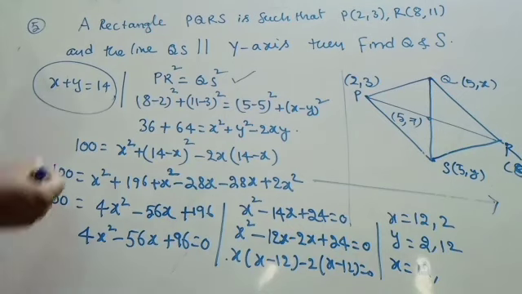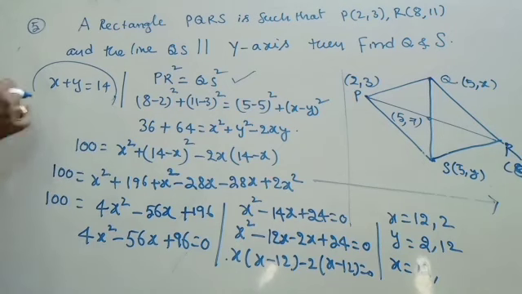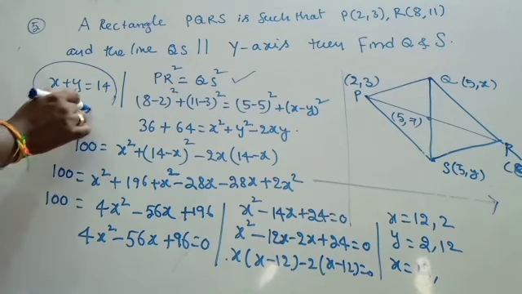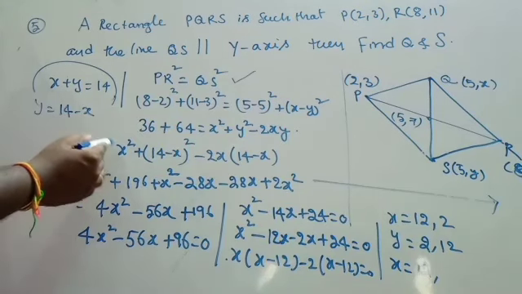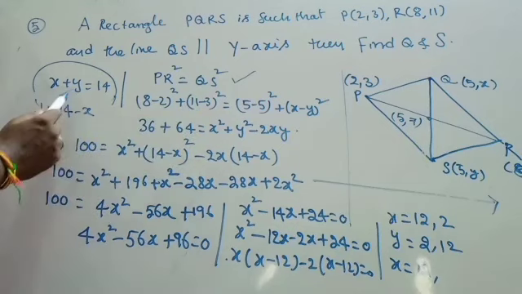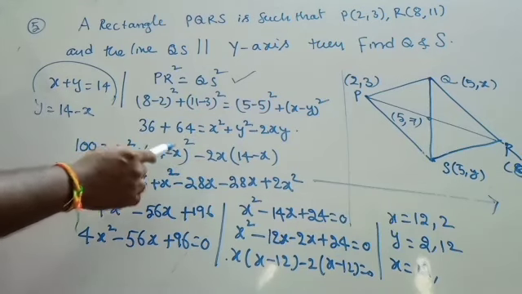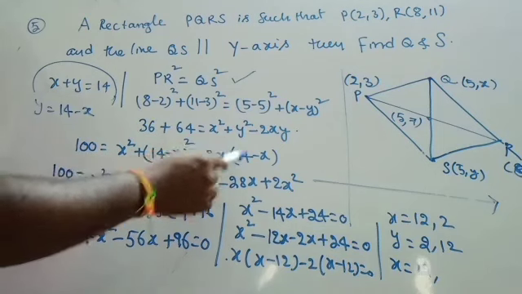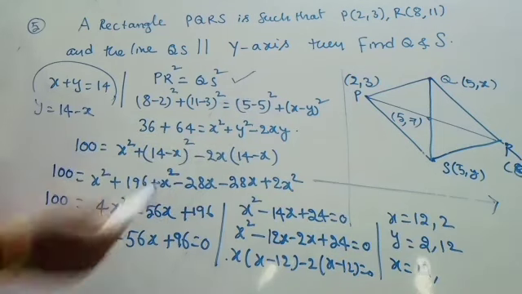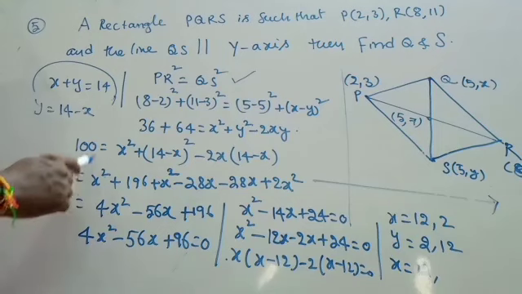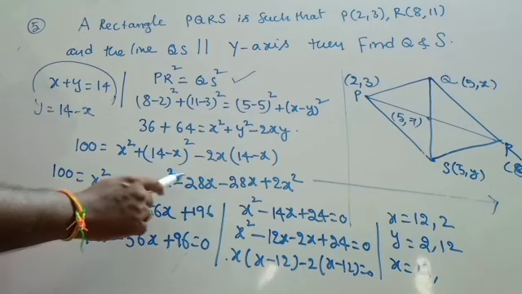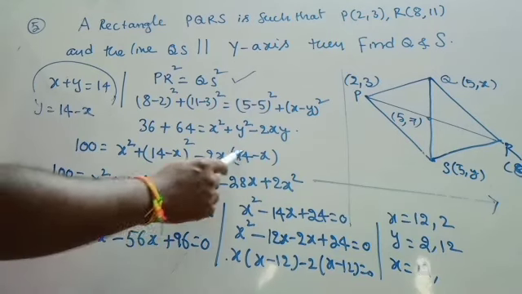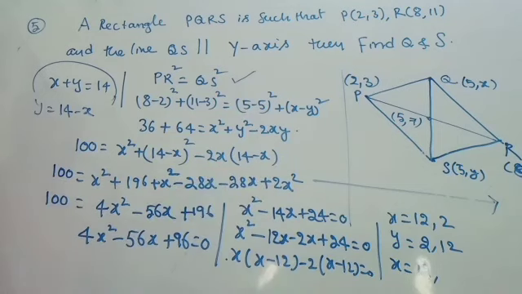Now let us try to simplify that. You know x plus y equals 14, and the y value from this is 14 minus x. Now 36 plus 64 is 100, that equals x square, with y equal to 14 minus x, so 14 minus x whole square, minus 2x into y, which is 14 minus x. Now you see this is 100 equals x square plus 196, a minus b whole square, 196 plus x square minus 2ab, 28x, minus 28x plus 2x square, you are having like this.